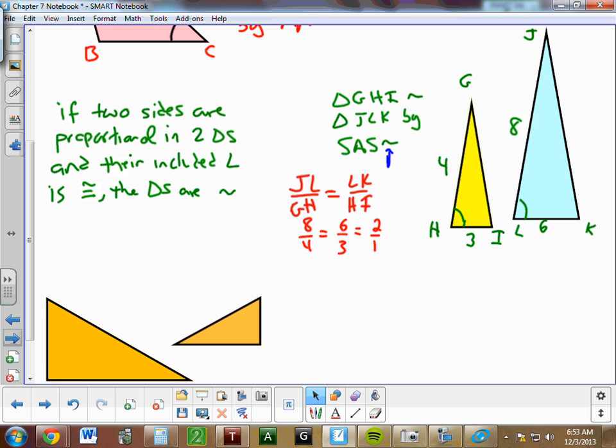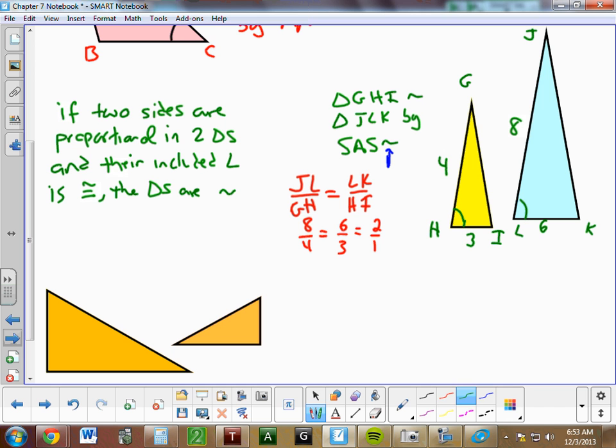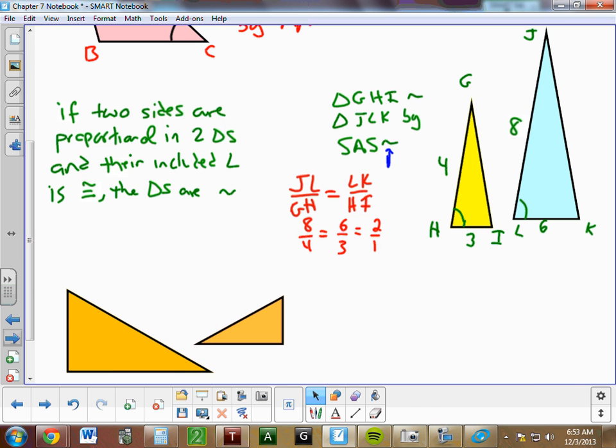So if you have three sides that are proportional to each other, then you know that the two triangles have to be similar. So let's just give a quick example. If this is a 3, 4, 5 triangle, and this is a 6, 8, 10 triangle, we'll throw some letters on here.